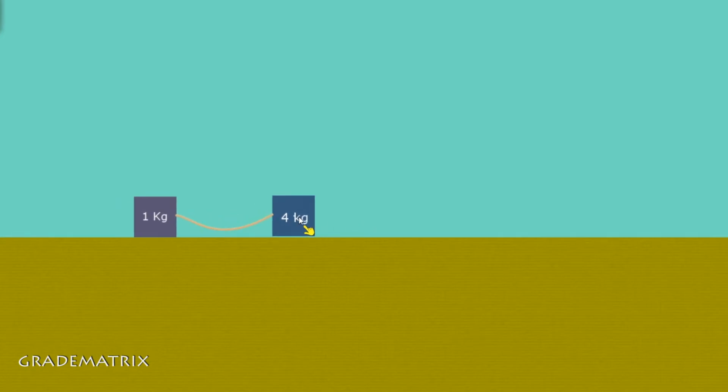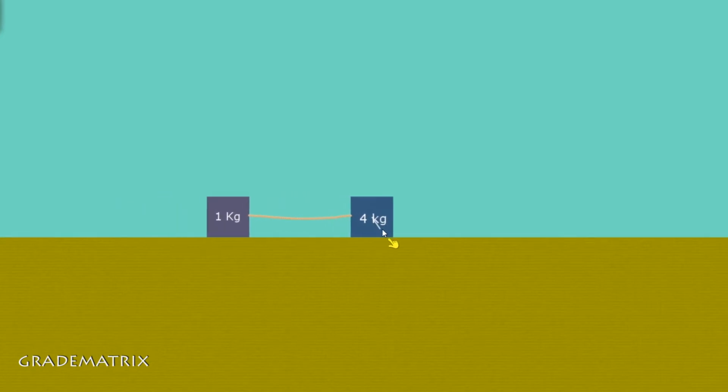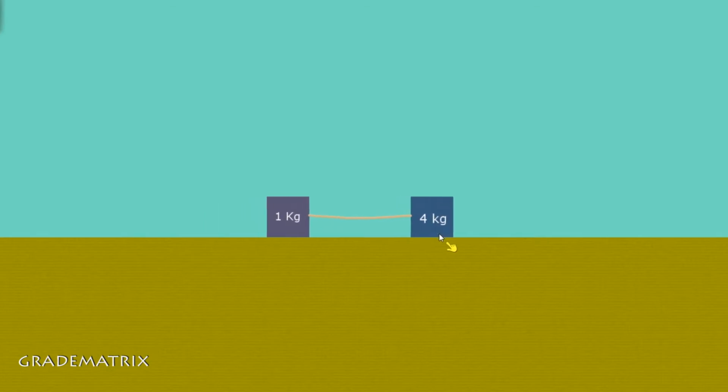So if I pull this 4 kg block along rightward direction, the string will become tight, and because of this tension applied by the string, the 1 kg block will also start moving forward. Let us see how this tension acts. The string will pull the 4 kg block backward, and the same string will pull the 1 kg block forward. So a tension force will act on this 4 kg block in the leftward direction, and the same tension will act on this 1 kg block in the rightward direction.